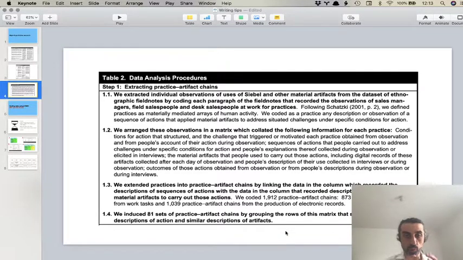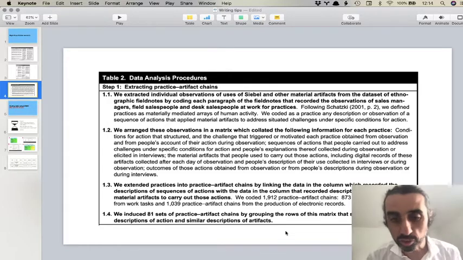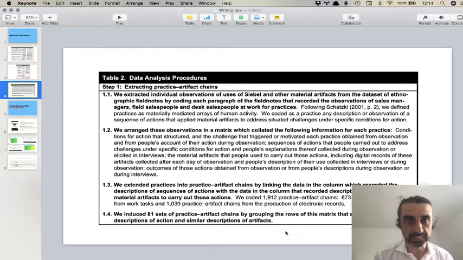If you are in the field, make sure that, because our time in the field is limited, you collect data about recurring occurrences, recurring practices, recurring procedures. Things that happen over and over and over. The idea is not that you're doing this to say, well, I have 1,912 practice artifact chains. It's not for that.